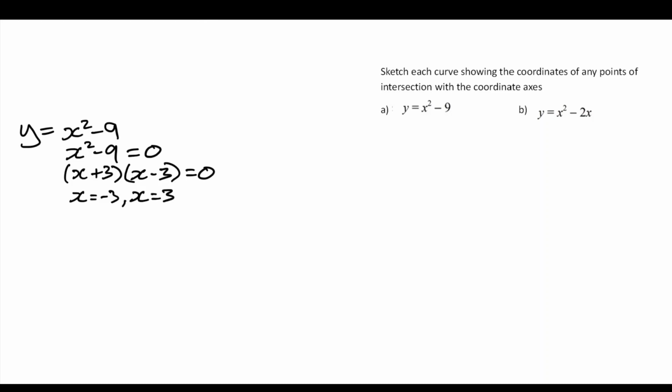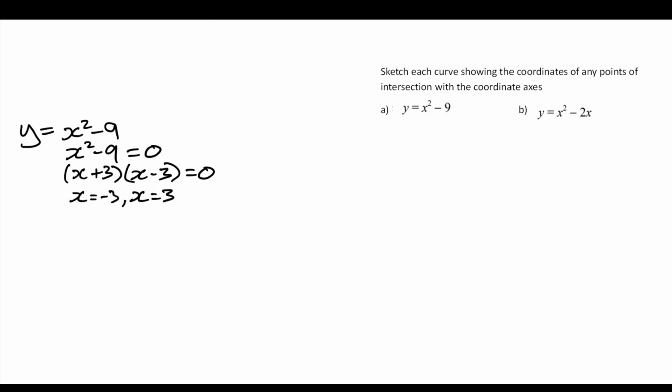If you hadn't seen the difference of two squares and you just rearranged to get x squared equals 9 and then x equals square root of 9, we would need to consider both the positive and negative square root. This way it's laid out in front of us that both of these brackets are going to lead to their own distinct solution.